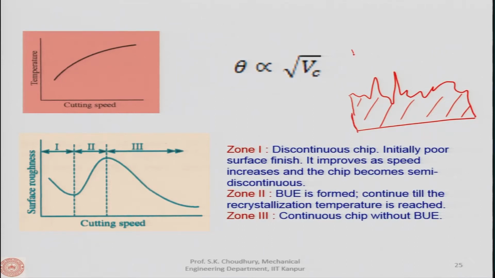But if a surface looks like, for example, like this, that means the undulations are less and the surface finish is better. So, of course, you can say that the finish of this surface is better than this surface, because here the surface roughness is more than in this case. So, let us see what happens here.